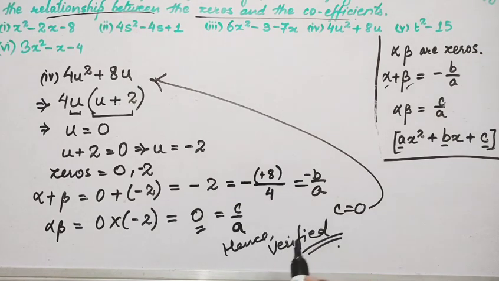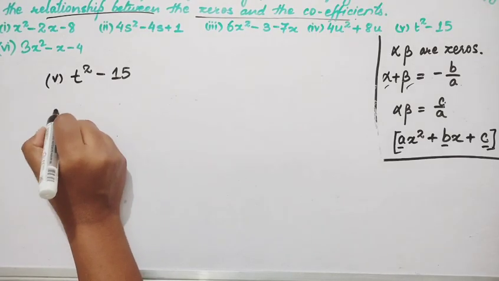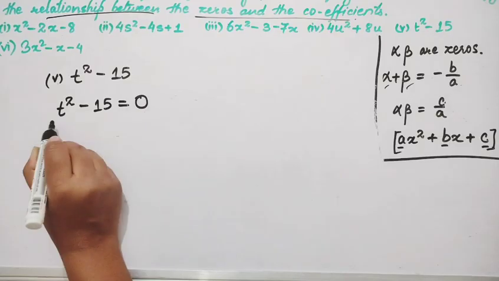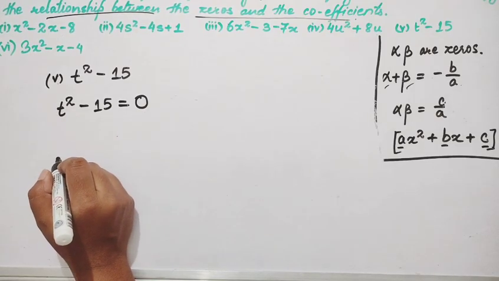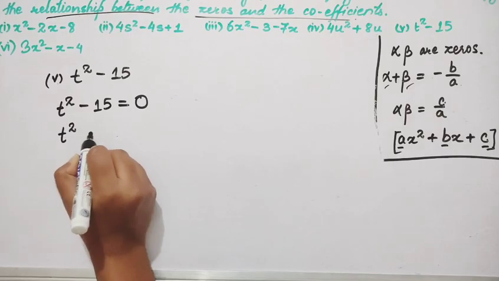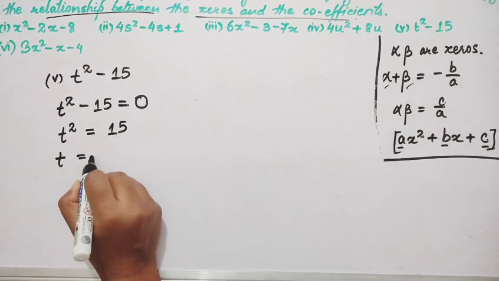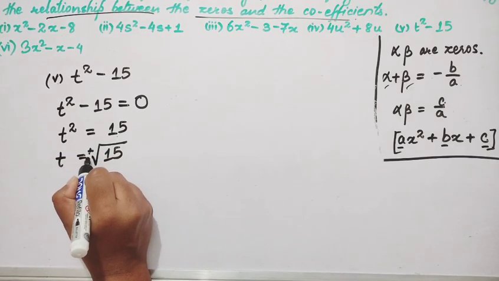And we'll move to the next question. This is also a very easy question. What you have to do is directly equate it with 0, since this is the only term with the variable t for which we need to find zeros. So t square equals 15. Again, t equals root over of 15, and we will have to write plus minus here.